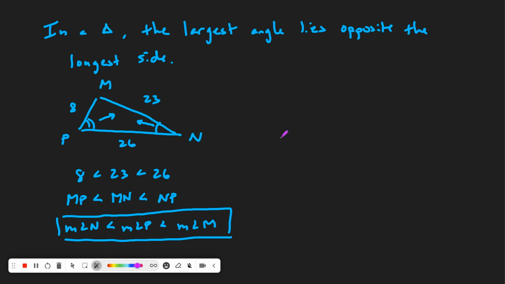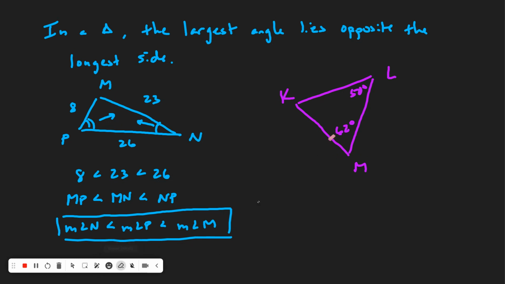Now this also works backwards if we work with the angle measures and look for the side lengths. So I'm going to draw this picture here. All right, so this is K, L, M. And say they give us that angle M is 62 degrees and angle L is 50 degrees. And we want to find what is the order of the sides from least to greatest. Again, that's a 50. Sorry for not being so clear.